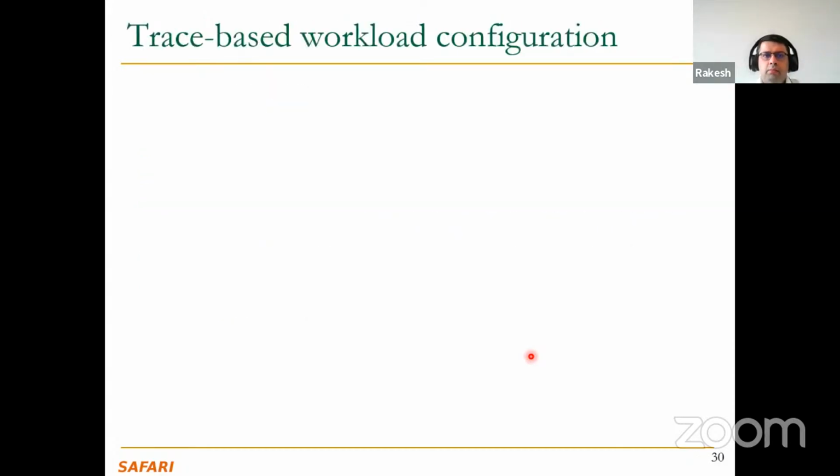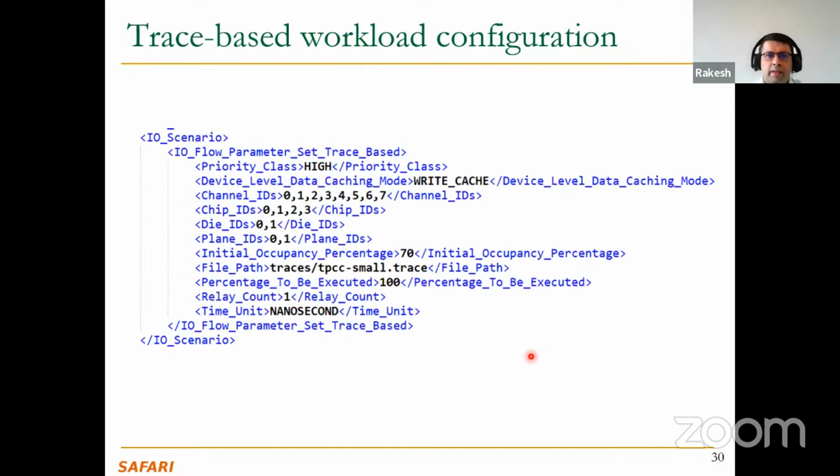Next, we look at the workload configuration file. As I mentioned earlier, we have two types of workload generation. One is a trace-based workload, and the other one is a synthetic workload. So let's look at the trace-based workload now. This is a snapshot of the configuration file for the trace-based workload. If you can see, the XML contains the attribute IO flow parameter set trace-based.